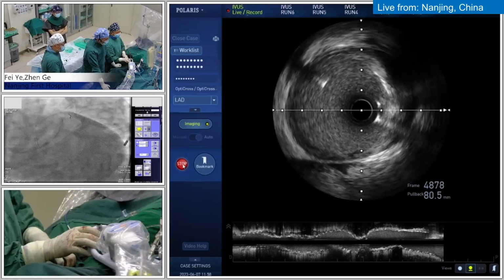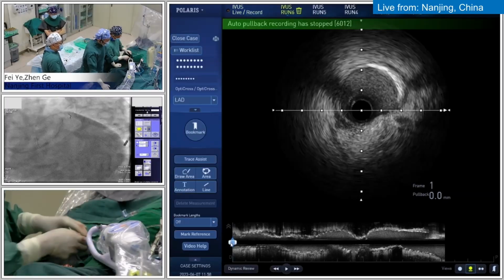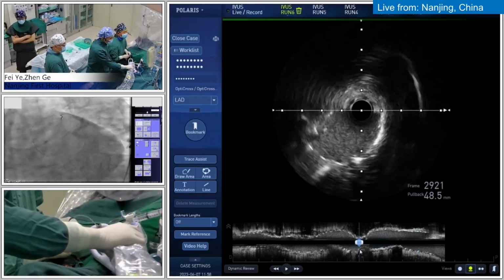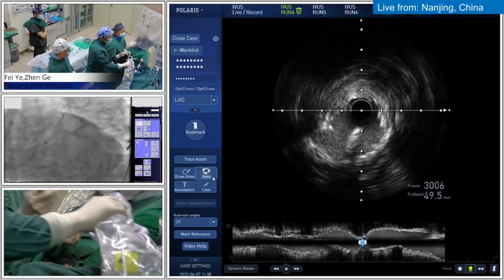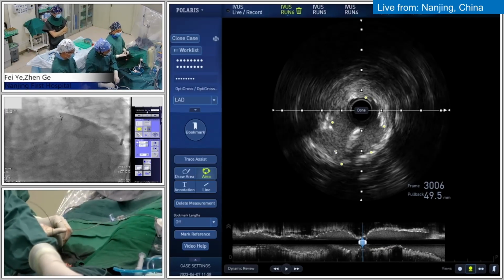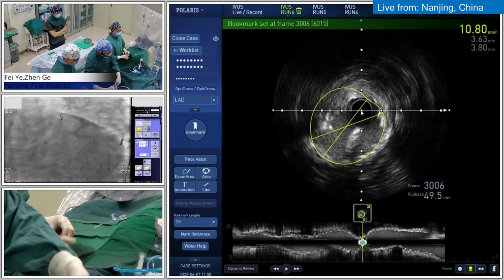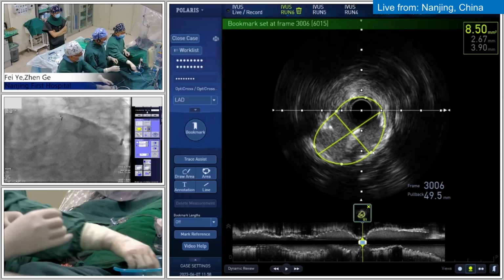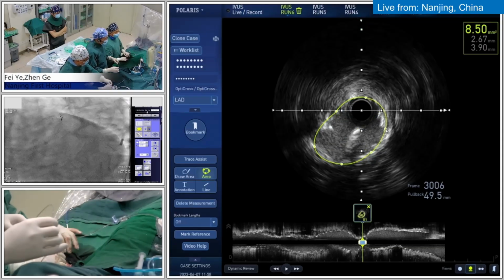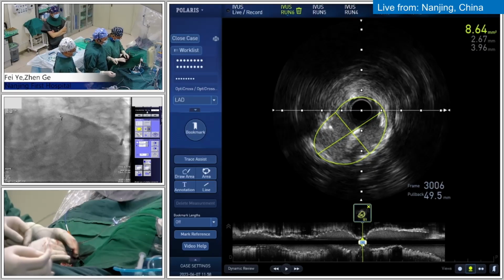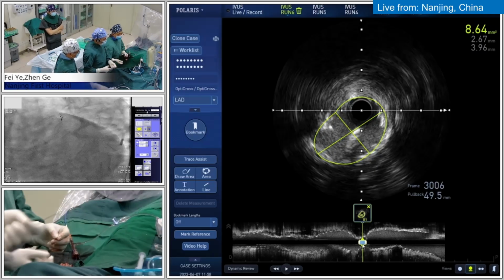Stent is okay. Okay, we can measure the distal left main area. If there is still underexpansion, we can use this. I will check the area. Sorry, area not more than 10 square millimeters. So how about it? 8.6 square millimeters. You prepare the 4.0.